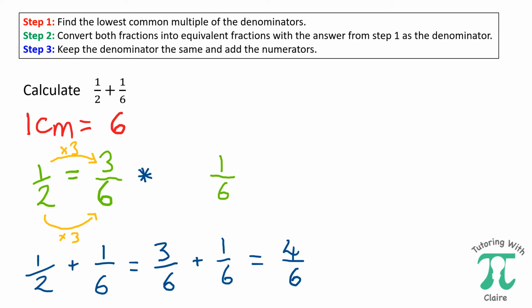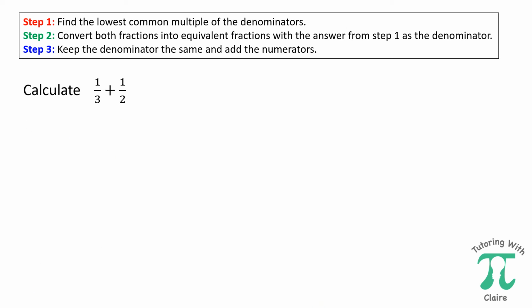However, you might notice that this is not fully simplified because 2 is a factor of both 4 and 6. So we're going to divide both the denominator and the numerator by 2. So 6 divided by 2 is 3, 4 divided by 2 is 2, and hence the fully simplified answer is 2/3. Here is another example.